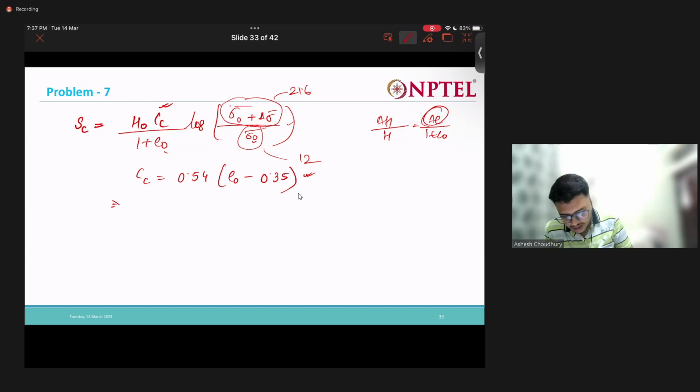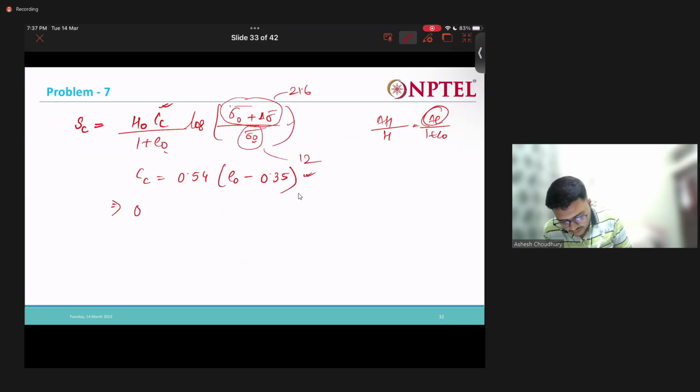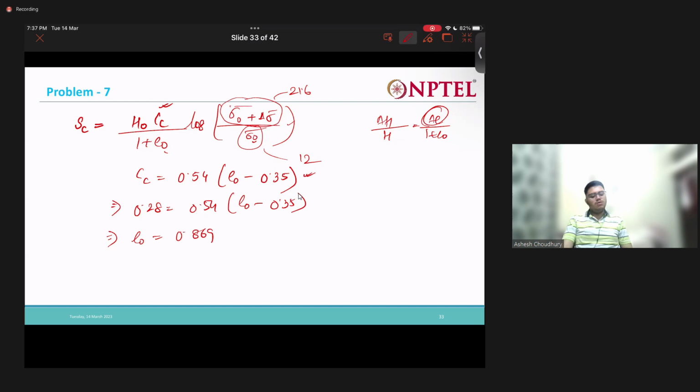So now if I put my compression index, what was my compression index? It was 0.28. If I put 0.28 here, I can determine my e naught as 0.869. Now this is my initial void ratio, at the beginning of the test, before the test began. Now I have my initial void ratio.